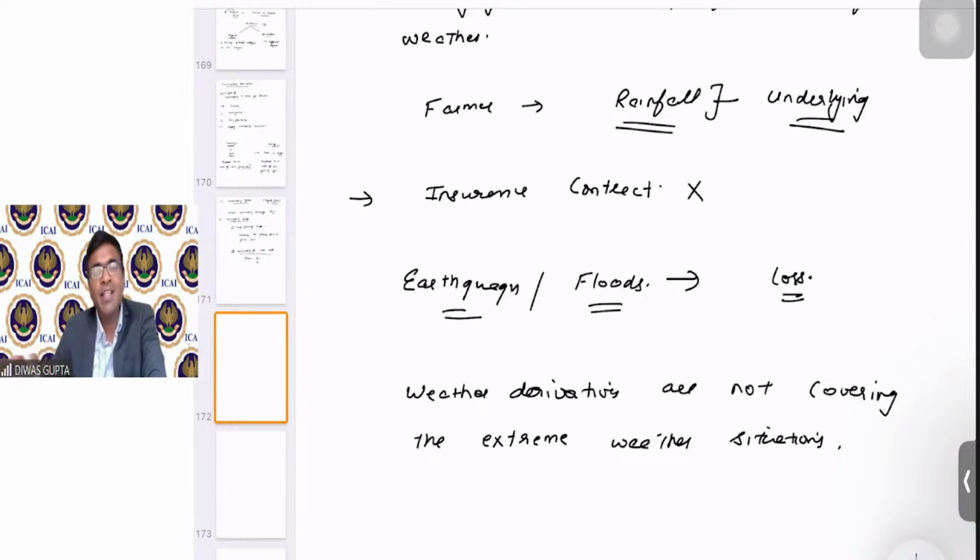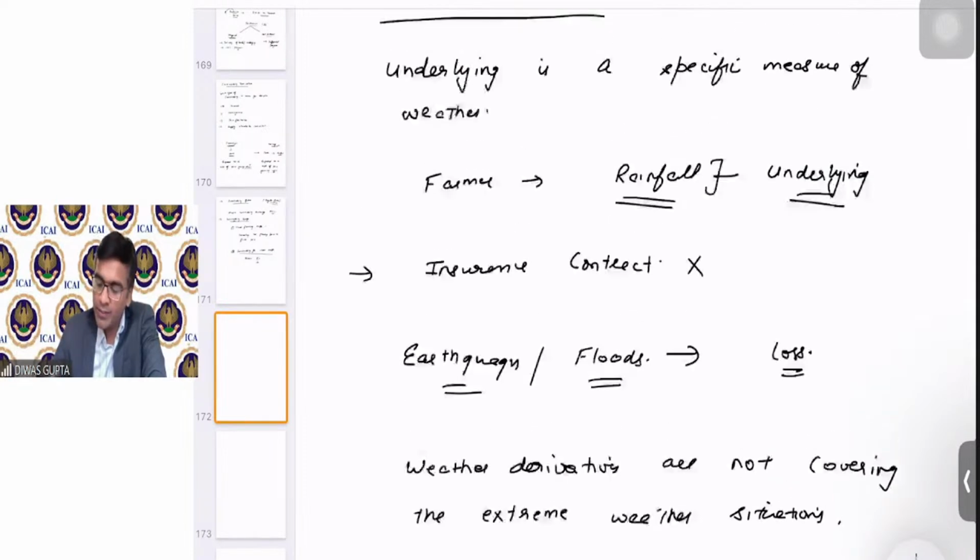Insurance contract is something separate. Weather derivatives are simply derivatives which have weather as an underlying, and from an outcome perspective, it can be positive or it can be adverse. For whatever protection we are planning, or whatever instrument we are planning, that is called a weather derivative. And these are not at all covering extreme weather situations, students.